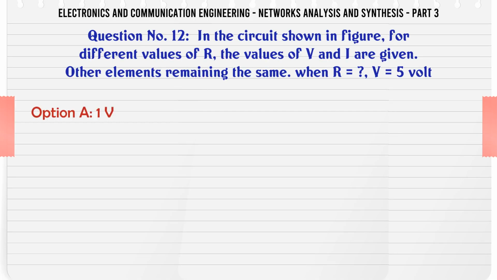In the circuit shown in figure, for different values of R the values of V and I are given, other elements remaining the same. When R = ∞, V = 5 volt. A 1 V, B 2 V, C 3 V, D 5 V. The correct answer is 3 V.